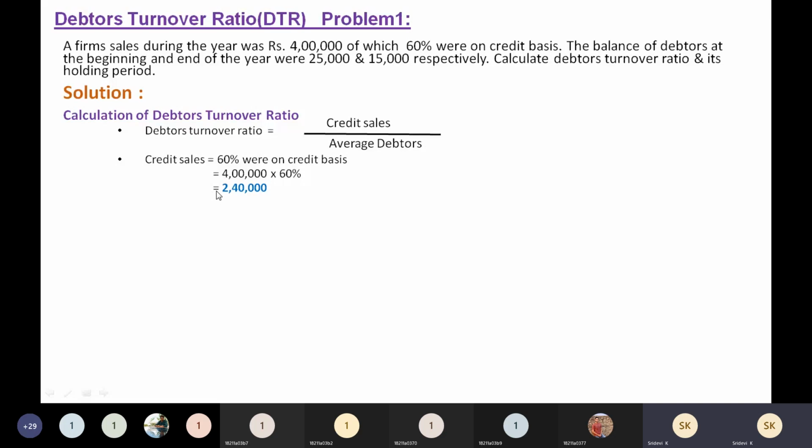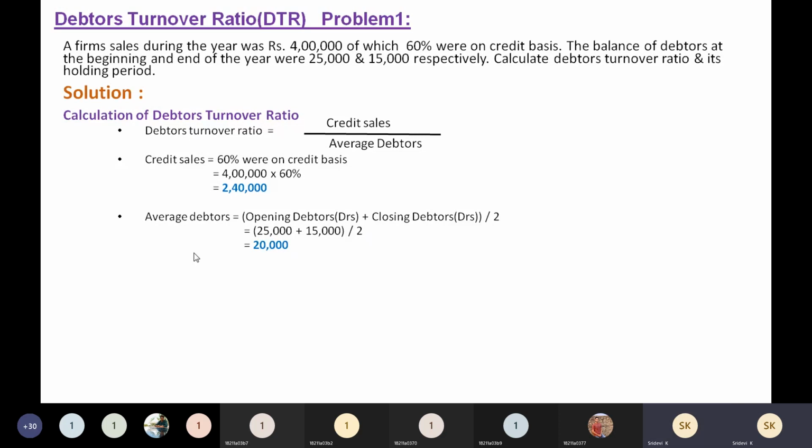Here rupees is missing for everything. You add rupees sign. I missed that while doing these slides. So rupees 2,40,000 you have to write there. And average debtors is equal to opening debtors plus closing debtors divided by 2. So opening debtors, it is given here, 25,000 and closing debtors is 15,000. No? So you can substitute here 25,000 plus 15,000 divided by 2. So that will give you how much? 40,000 by 2 is 20,000 rupees.